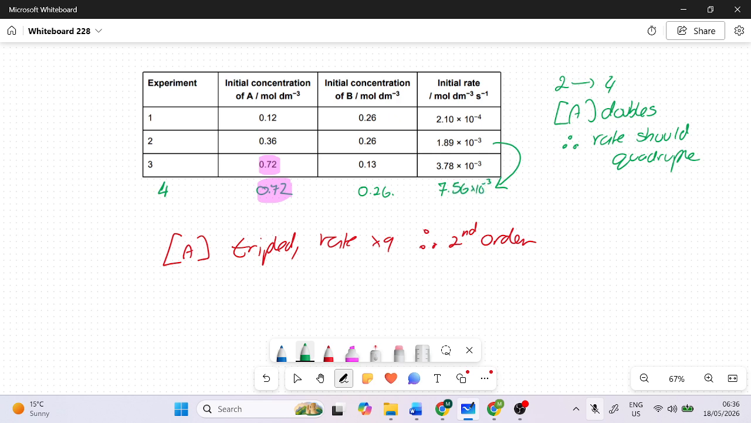This also makes sense because when you look at these numbers, you realize that when concentration of B doubles, rate is times 2. Therefore, it would be first order. For anyone who wasn't sure about what happens if I go from 0.12 to 0.72, that would be times 6. So this should be times 6 squared, which would give the same number.